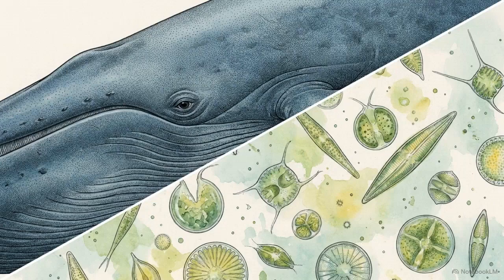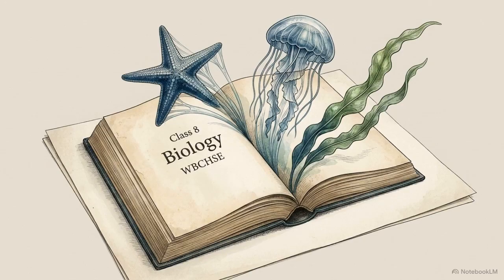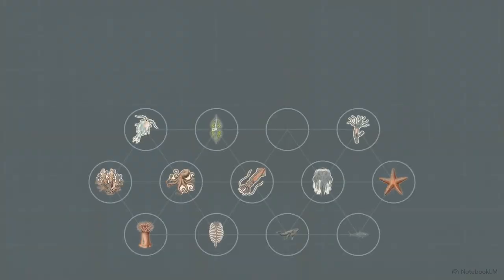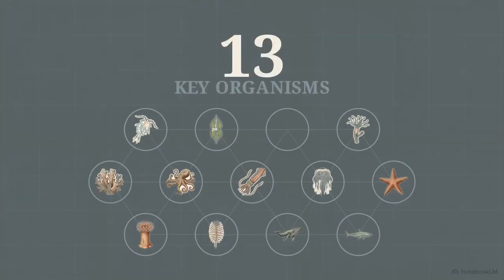The ocean is Earth's largest habitat, housing everything from the 33-meter blue whale to microscopic plants invisible to the naked eye. For the Class 8 WBCHSE biology curriculum, you are responsible for a specific subset of this diversity. Success on the exam requires focusing on 13 particular organisms and their defining traits.